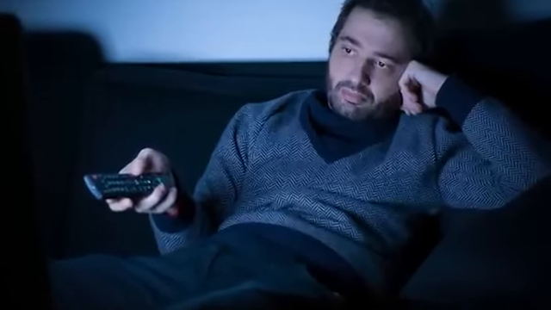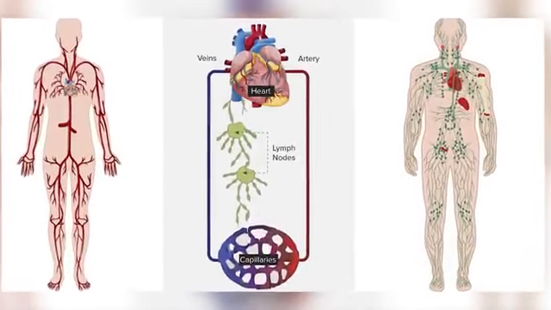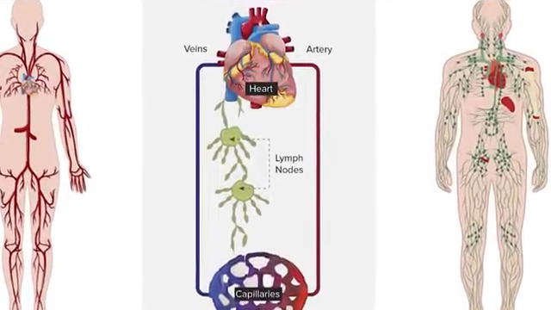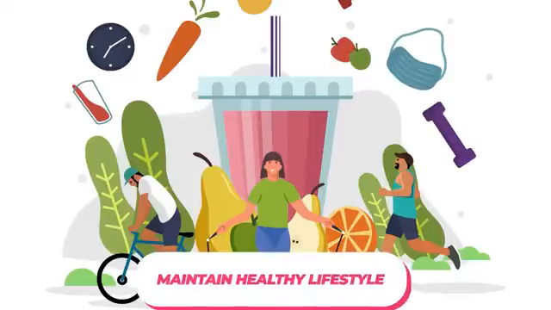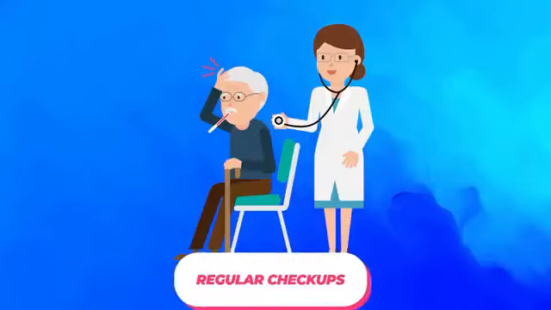It's also important to avoid activities that may cause injury or damage to the lymph nodes, such as excessive alcohol consumption and smoking. Overall, the lymphatic system is a complex and vital part of the body that plays a crucial role in the body's overall health and well-being. It is important to take care of the lymphatic system by maintaining a healthy lifestyle, staying active, and having regular checkups to ensure its proper functioning.